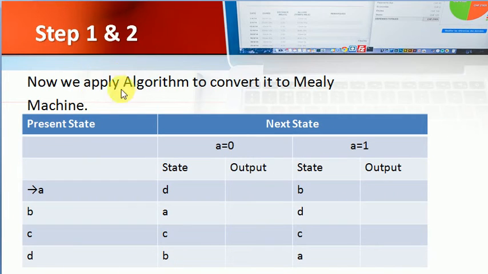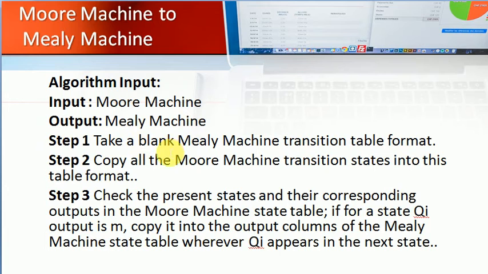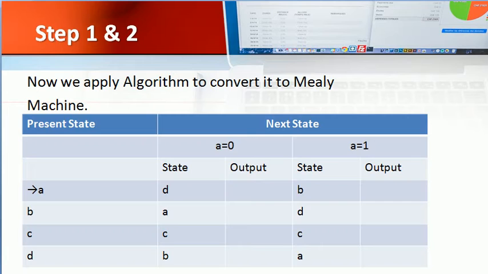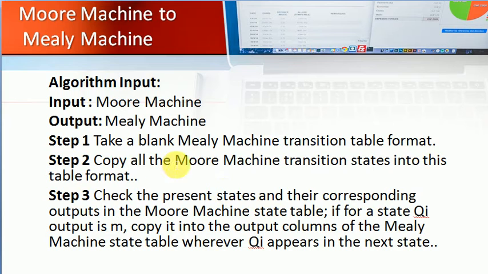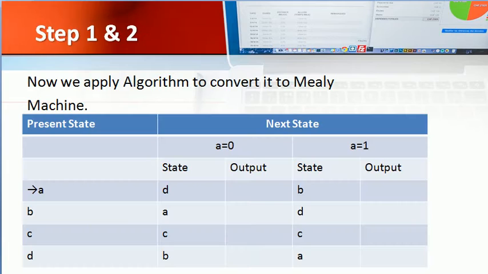Now the step 1 and the step 2. Now we will apply the algorithm to convert the Mealy machine to Moore machine. So firstly, as in the step, it was written that take the blank Mealy machine transition table format. So this is the transition table of the Mealy machine. Now we have to write the same: copy all the Moore machine transition states into the table format.